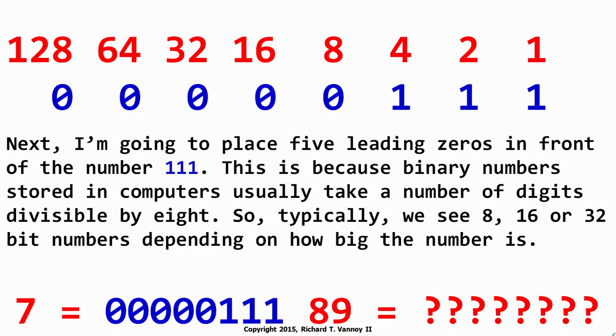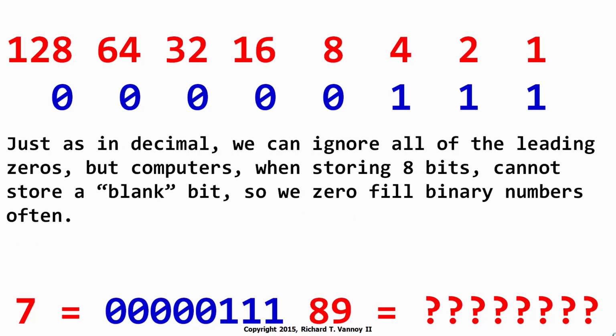We can also do this in decimal, but it doesn't make sense in decimal. We know to ignore leading zeros. And here, as far as the quantity, we can ignore the leading zeros, but we can't ignore them in the computer because the computer has to store something in each of those bit positions, and you can't store a nothing. You can't store an empty bit. The bit must either be a 0 or a 1, so we zero fill. So the blue number that you see at the top represents the 8-bit representation of the number 7.